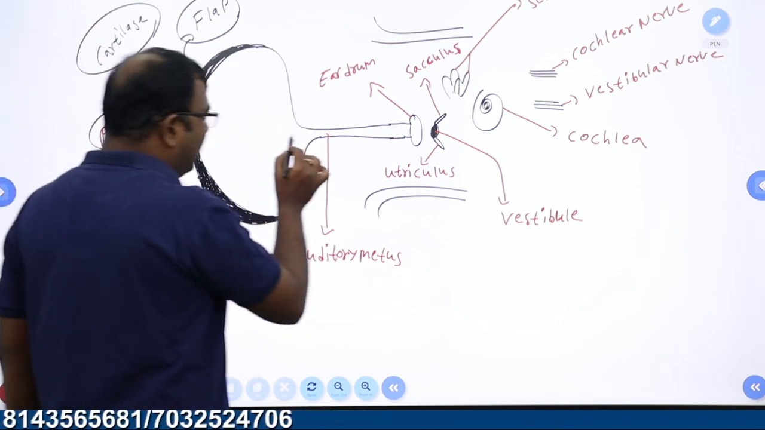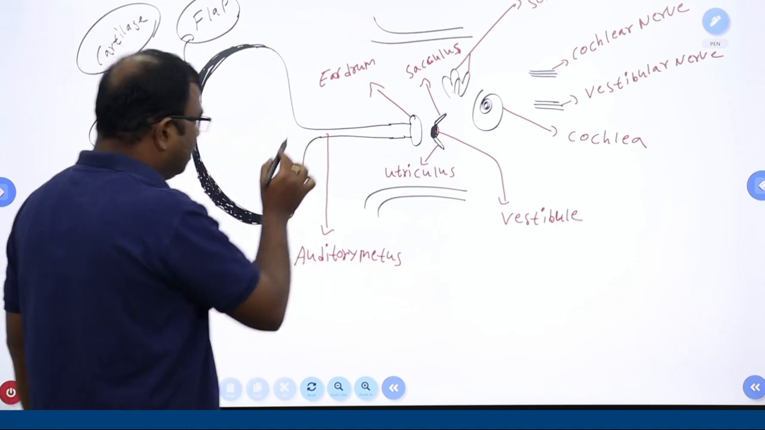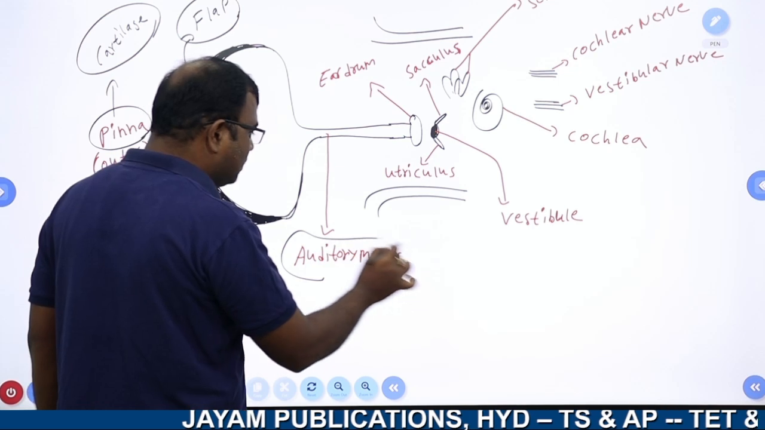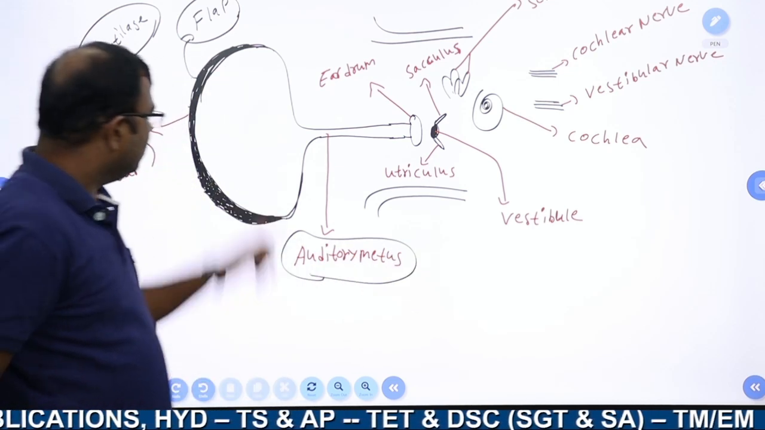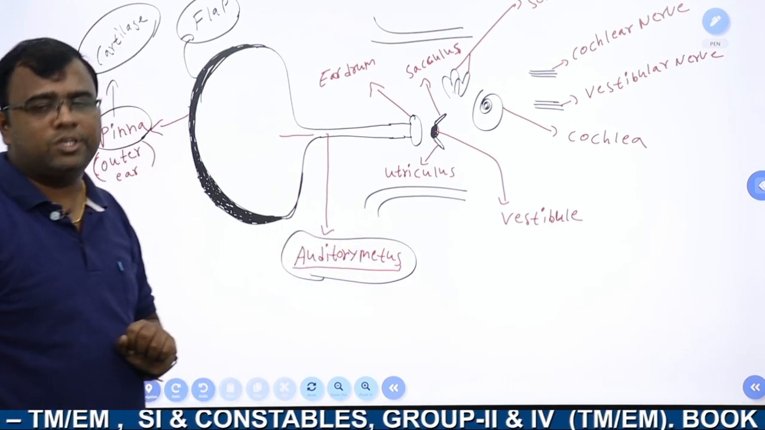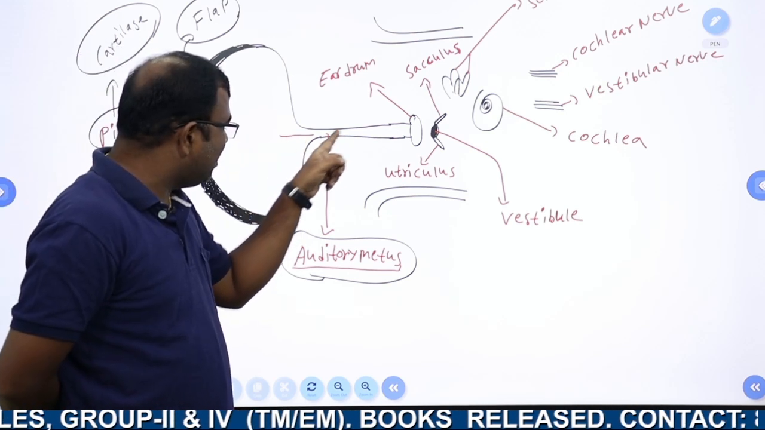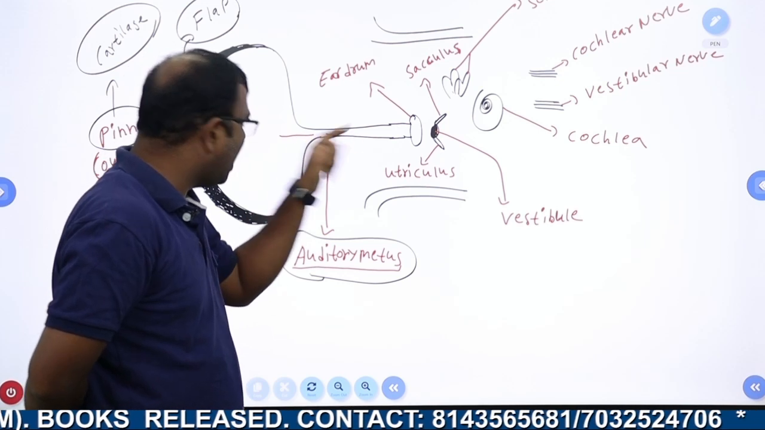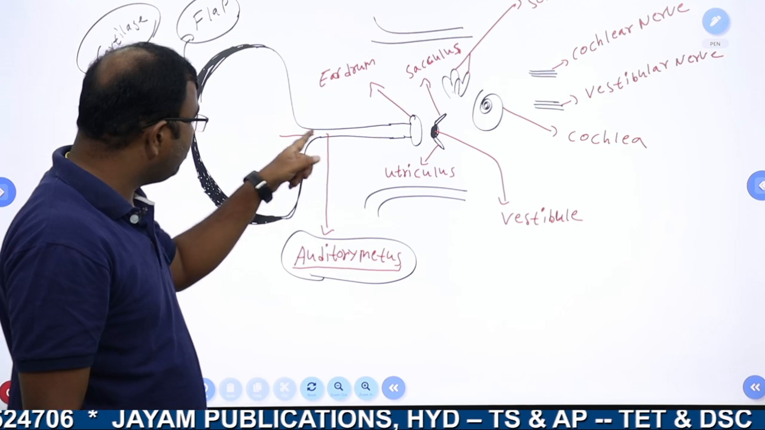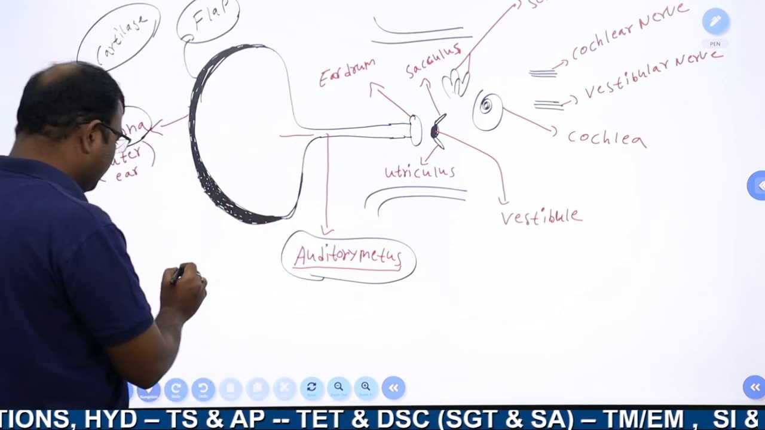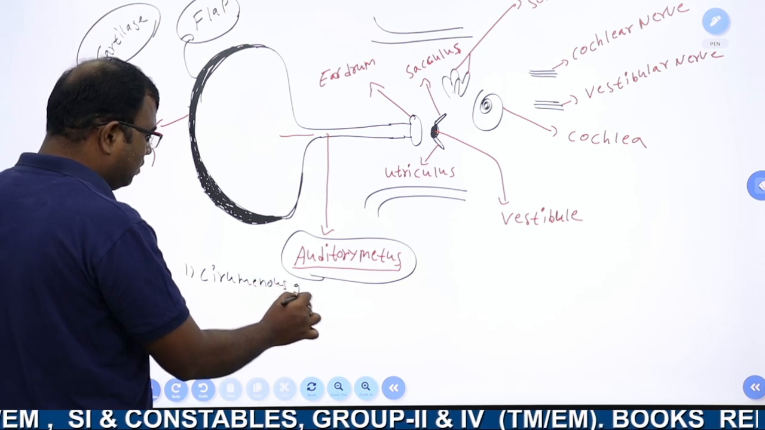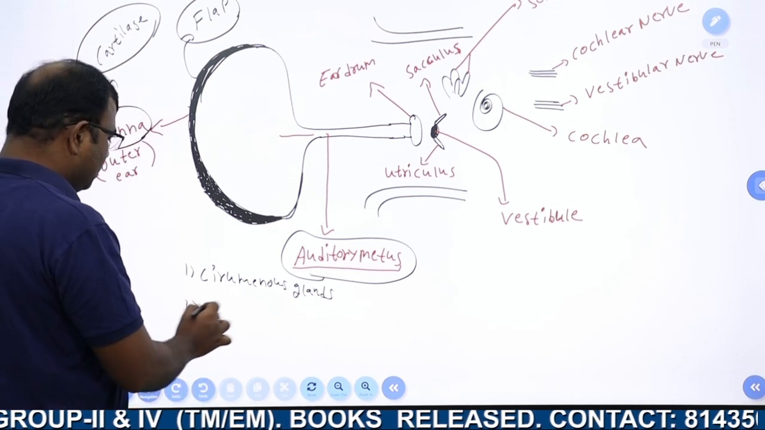The pinna leads to the ear canals. The ear canals are also called auditory meatus. Inside the ear canals, two types of glands are present. The first one is ceruminous glands, and the second one is sebaceous glands.